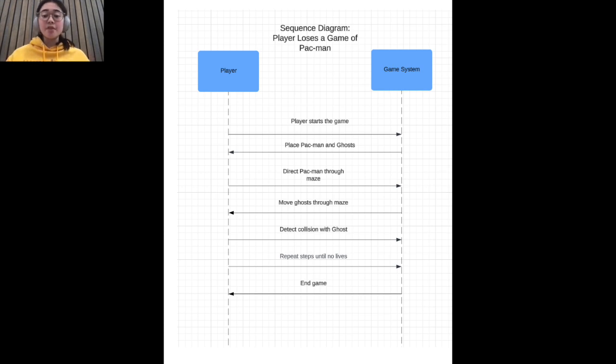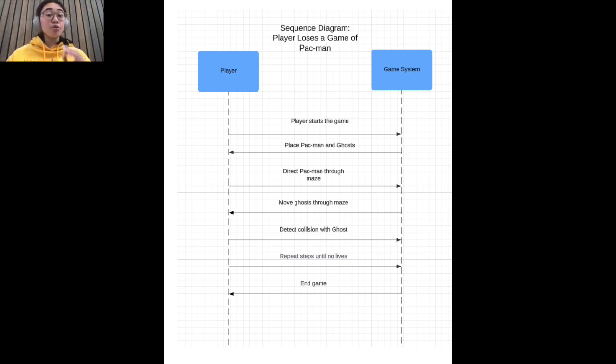As the game progresses, the player directs Pac-Man to move through the maze using the arrow keys, while the game system simultaneously manages the movements of the ghosts based on the behavior modes, either scatter or chase. The sequence diagram is particularly valuable in illustrating how the system detects collisions between Pac-Man and a ghost. Upon detecting a collision, the game system updates the player's lives, decrementing the life count by 1. This process of moving Pac-Man, managing ghost behavior, and checking collisions continues until Pac-Man loses all lives. At this point, the game system ends the game, signaling the player's defeat.